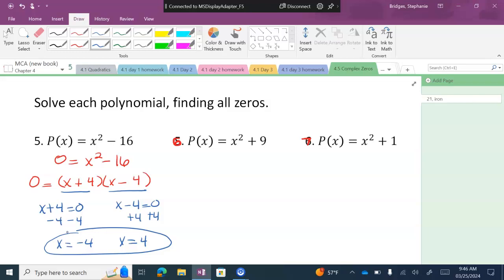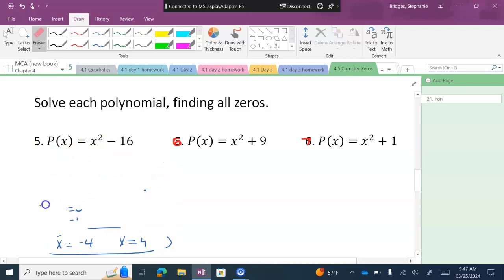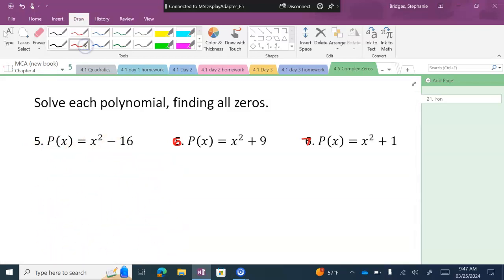Is everybody okay with that method? Because I'm about to erase and show you a different method. So the direction said we could factor, or the second part said we could solve by perfect squares, and this is what I mean by that. Is everybody good if I erase this? Okay. I'm still going to start off exactly the same way by putting 0 in place of my P of x.